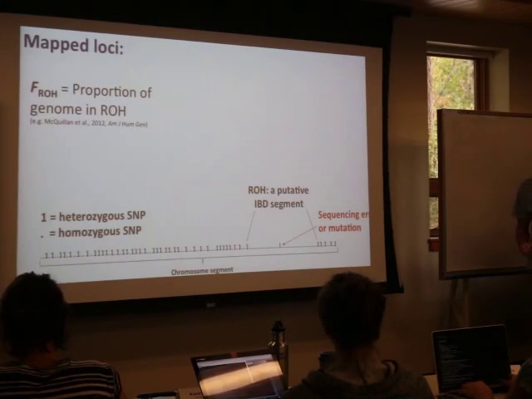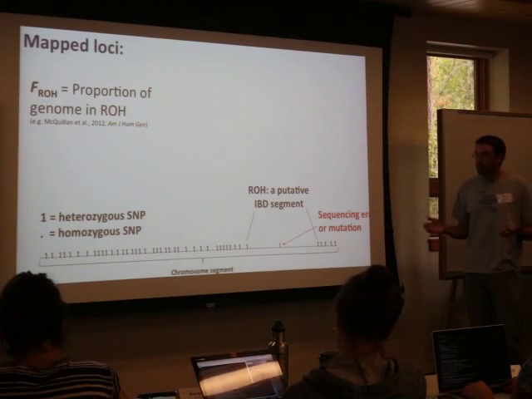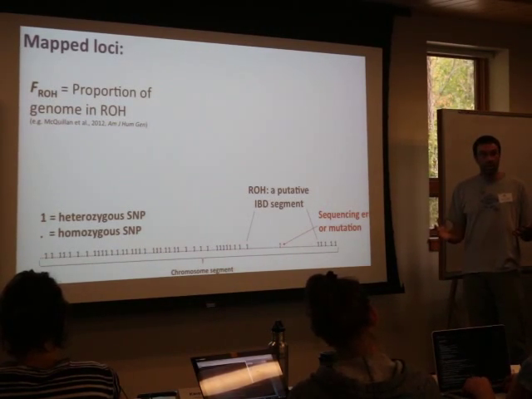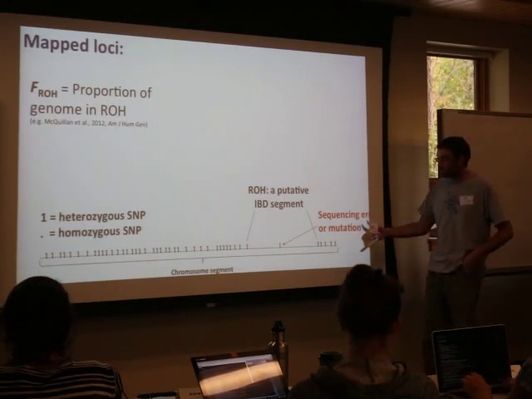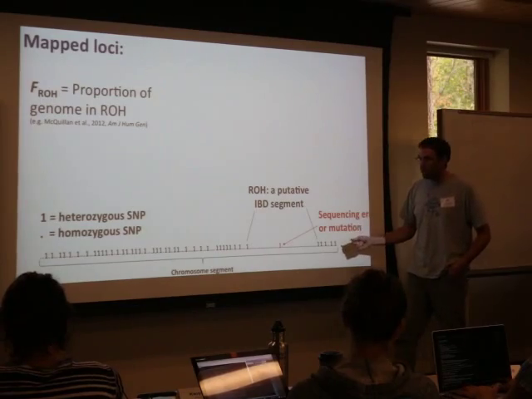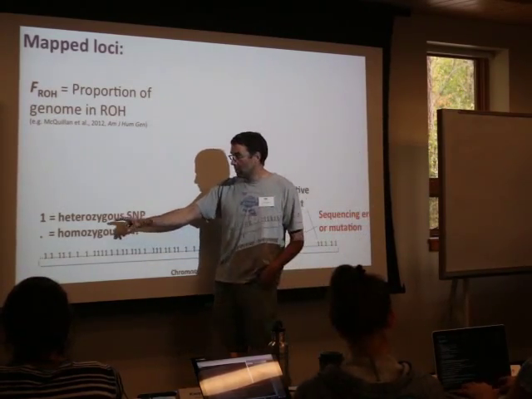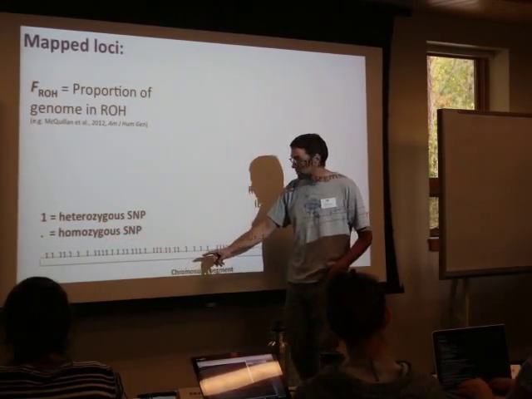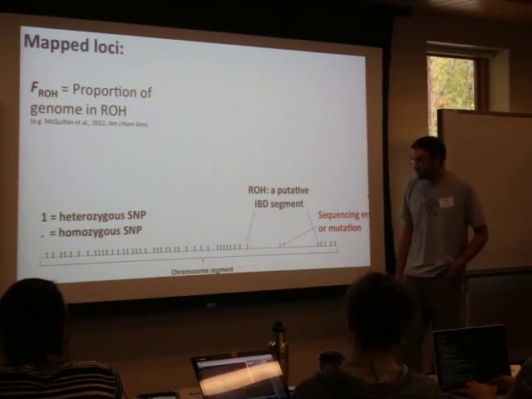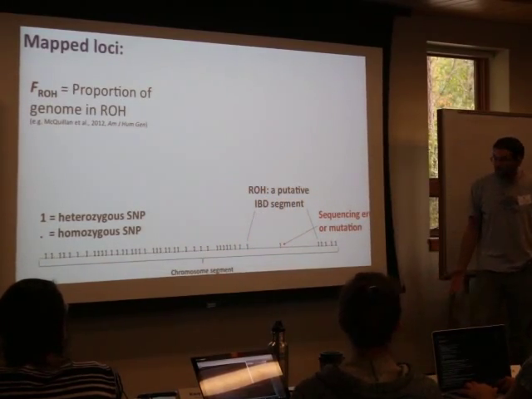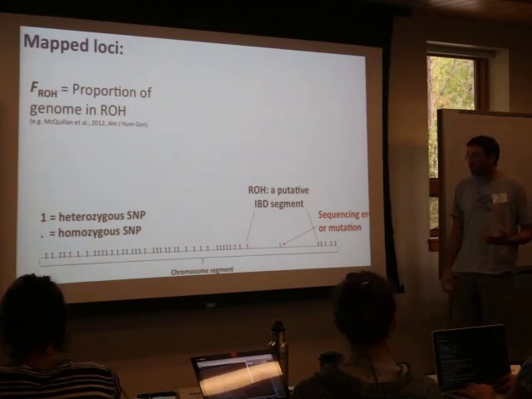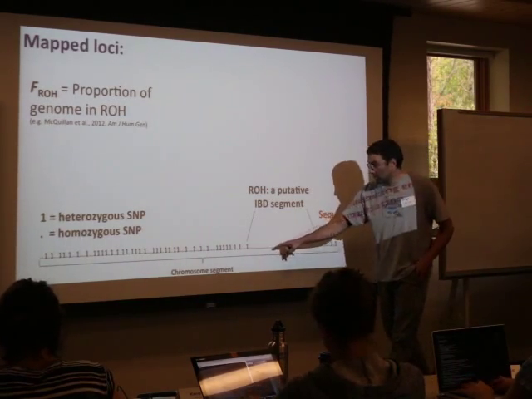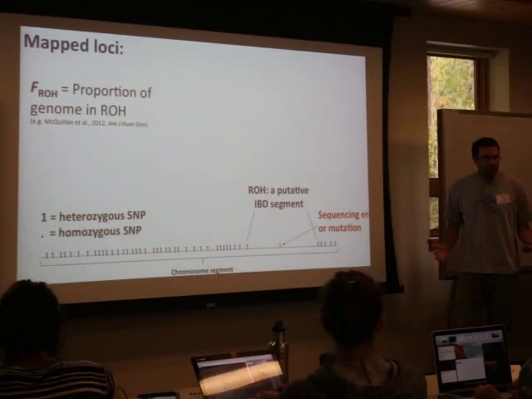When we have mapped loci, we can try to explicitly identify these runs of homozygosity which are indicative of the presence of IBD chromosome segments. This is just a cartoon of a chromosome with a bunch of mapped SNPs where ones indicate heterozygous SNPs and periods indicate homozygous SNPs. So basically what we do in these sorts of analyses is to scan the genome in some way, and there are several different algorithms we can use to do this, one of which we'll use in a little while. So we look for parts of the genome where we see very few or no heterozygous positions.